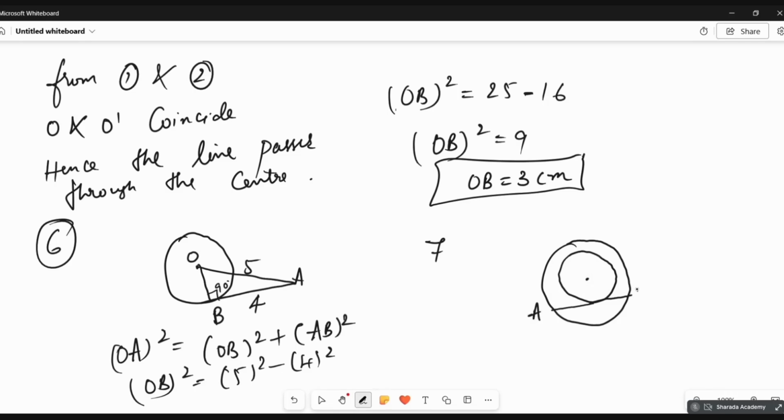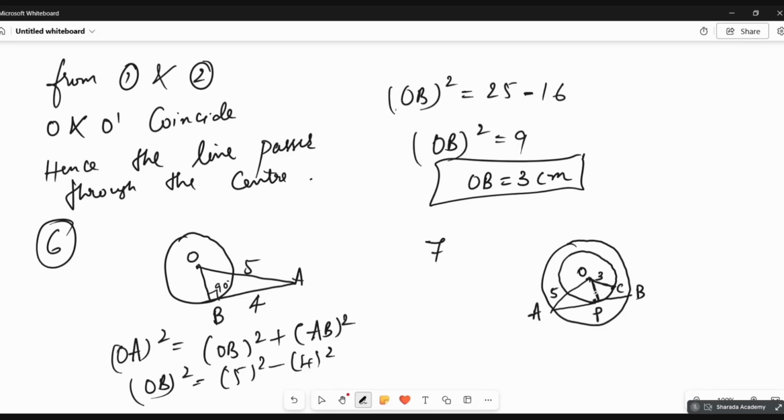If I call this AB and this point P, now if I join this, it is OP. Now what he has given, the radii of the two circles are 5 and 3. So what is OA? This is 5. And the other radius is 3. So this point I'll call C. Tell me now, how to find the length of the chord? How can I find the length of the chord?